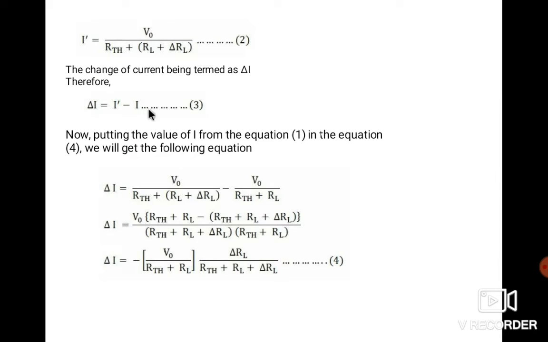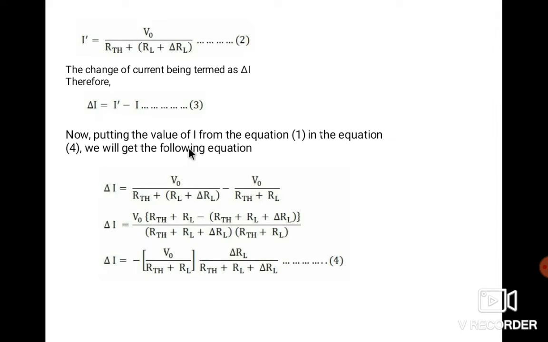Now the new current is denoted by I dash, and the circuit is formed by using this Thevenin equivalent circuit. The I dash becomes V0 divided by RTH plus this small change, delta R, with the RL. The change of the current is termed as delta I, as I said earlier, and this delta I is equal to I dash minus the total I.